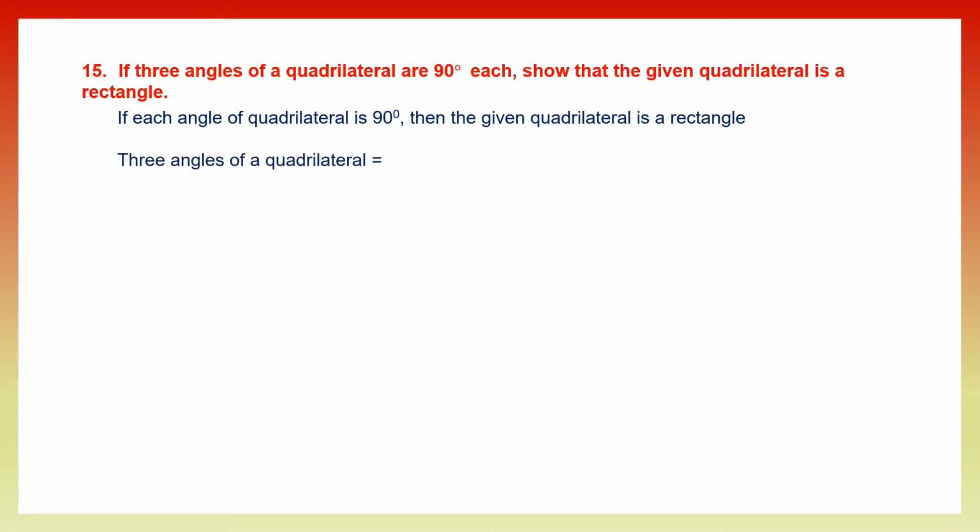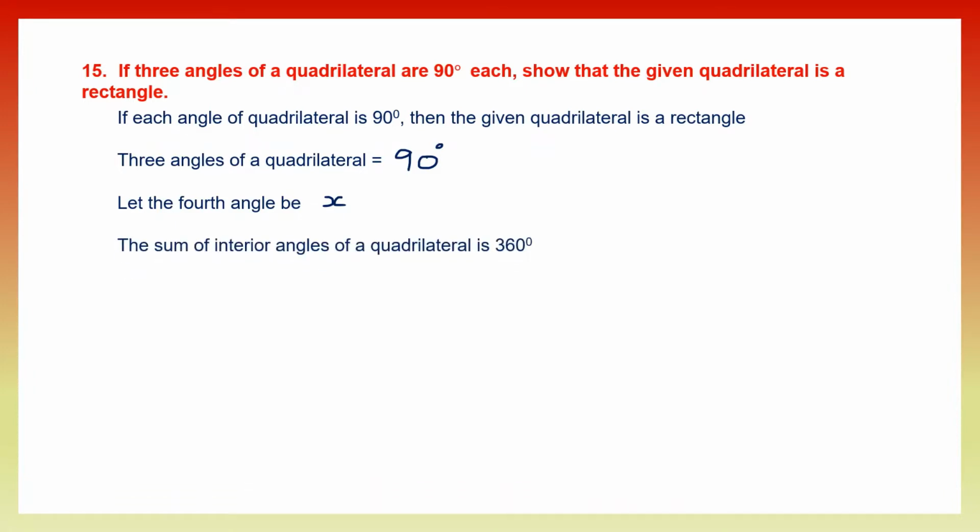Now what are the three angles of a quadrilateral? 90 degrees given to us. Each one is 90 degrees. Now let the fourth angle be x. So three angles are 90 degrees each. Let the fourth angle be x. The sum of the interior angles of a quadrilateral is 360 degrees. That means all four angles, when I add them up, should be equal to 360 degrees.